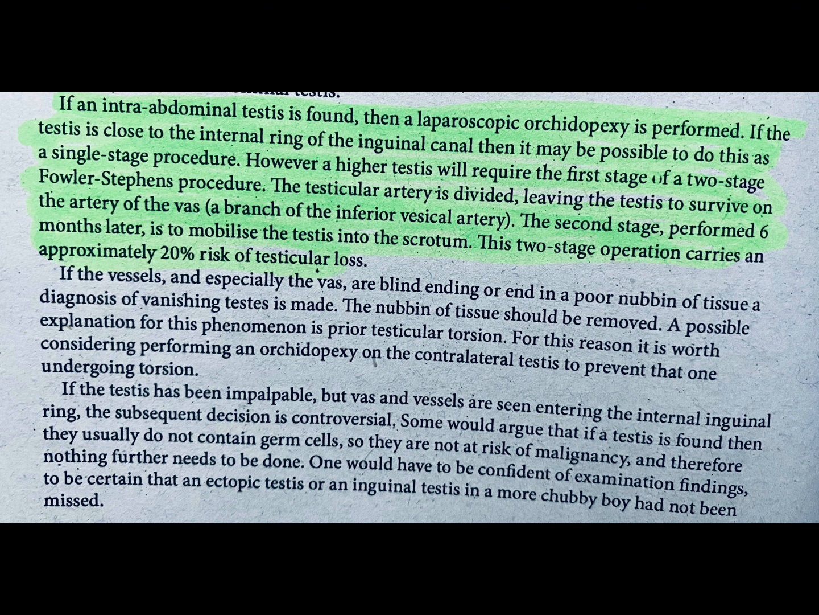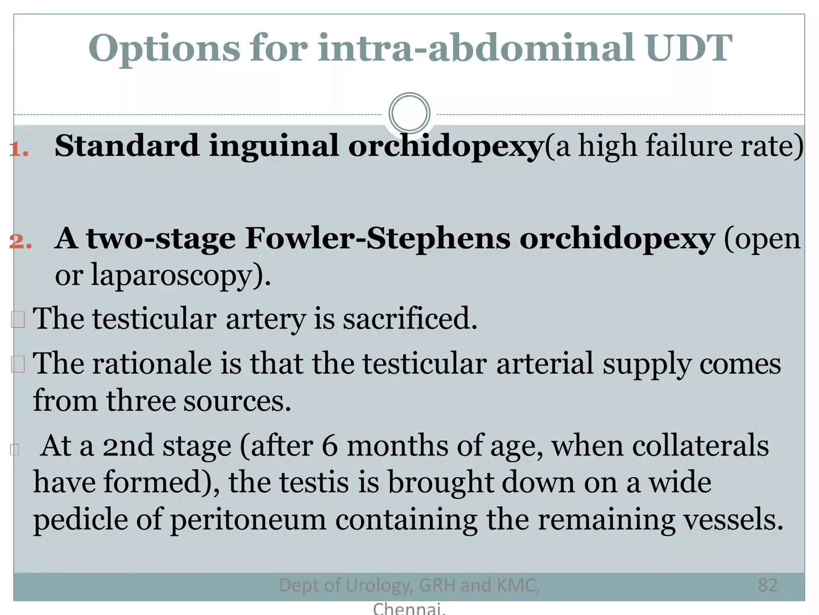If the testis is close to the inguinal ring of the inguinal canal, then it may be possible to do this as a single-stage procedure. However, a higher testis will require the first stage of the two-stage Fowler-Stephens procedure. The testicular artery is divided, leaving the testis to survive on the artery of the vas, which is a branch of the inferior vesical artery. The second stage is performed after 6 months, and it is used to mobilize the testis into the scrotum. This stage carries an approximately 20% risk of testicular loss.